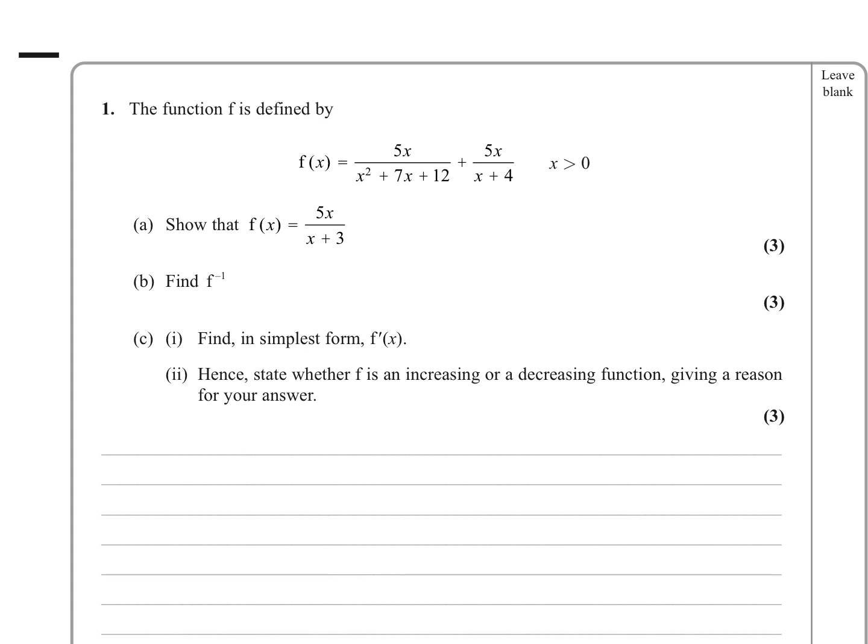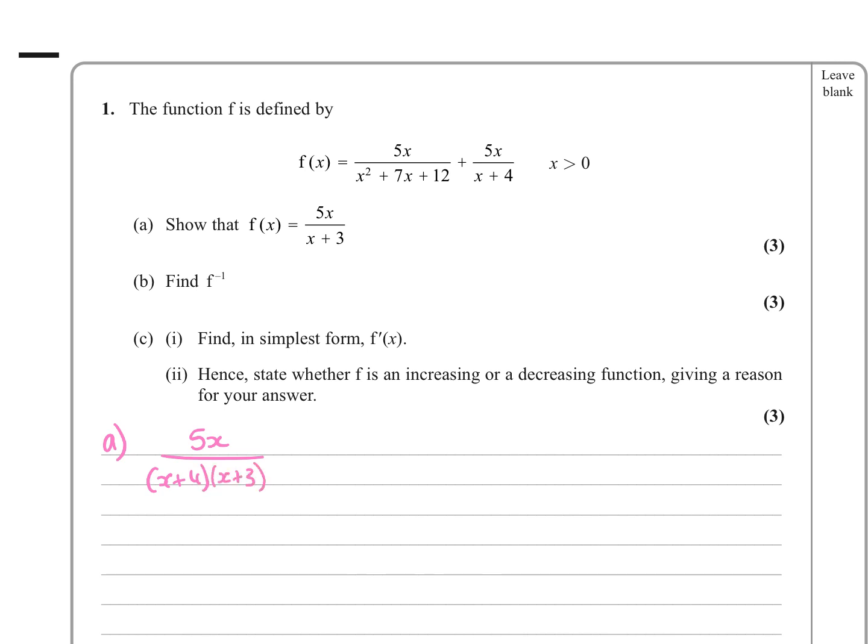Okay, question 1. Nice and simple by the looks of it. So, part A, show that f(x) equals 5x over x plus 3. Okay, so we have addition of two fractions. We know when we add two fractions, we need a common denominator, don't we? So, first thing I'm going to do is factorise this and then see what I need to multiply both sides by. So, for part A, I'm going to get 5x over (x plus 4)(x plus 3).